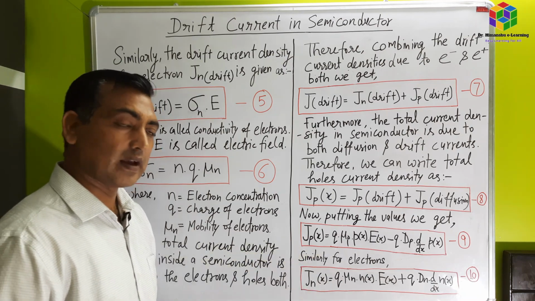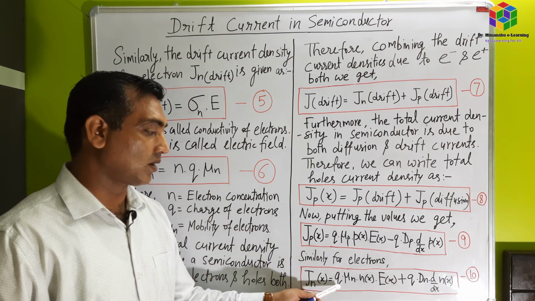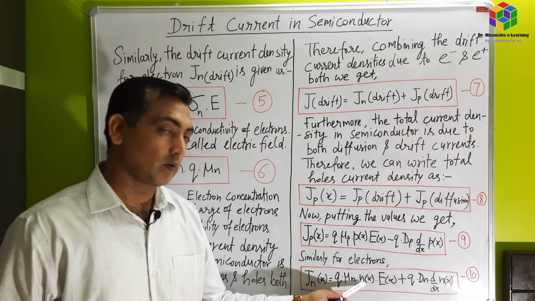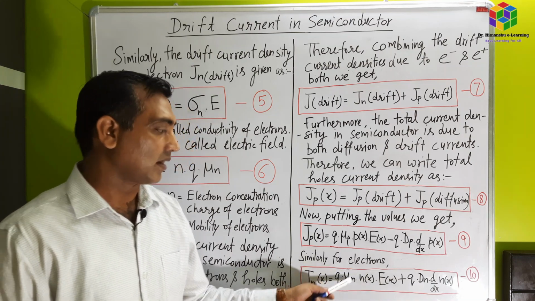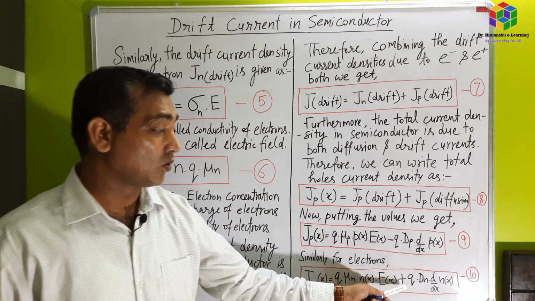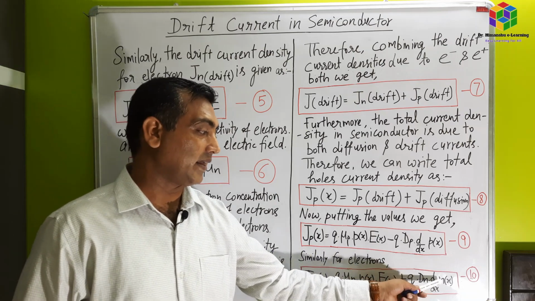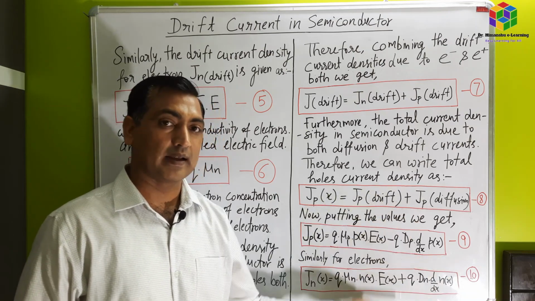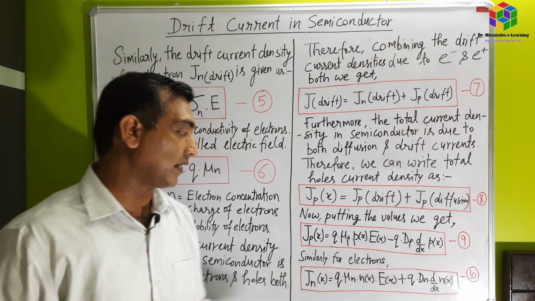Similarly, for electrons we can write Jnx is equal to q into mu n into n(x) into E(x), that is the drift current component, plus q into Dn into d by dx of n(x), that is equation number 10, the diffusion component of electrons.